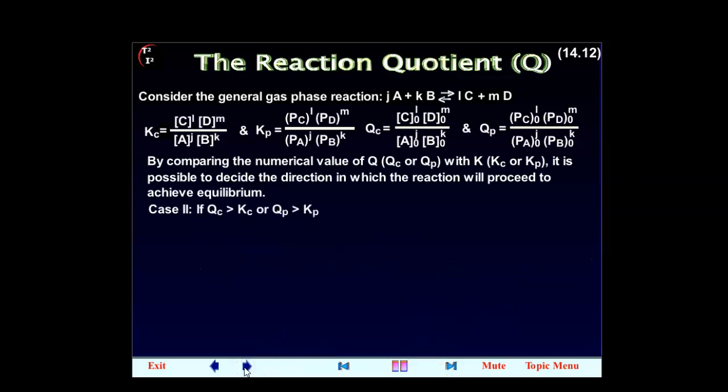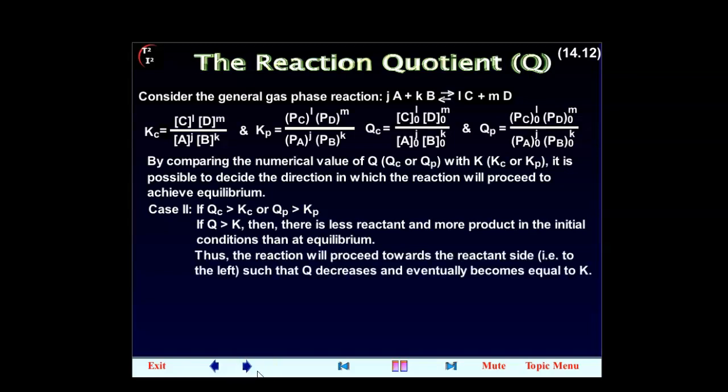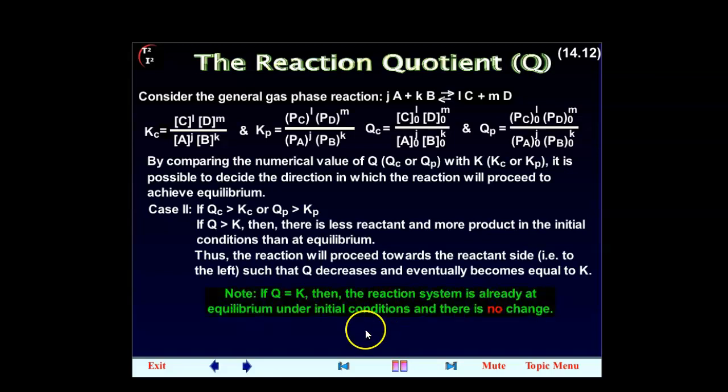Case 2. If Q sub C is greater than K sub C, or Q sub P is greater than K sub P, if Q is greater than K, then there is less reactant and more product in the initial conditions than at equilibrium. Thus, the reaction will proceed towards the reactant side, i.e. to the left, such that Q decreases and eventually becomes equal to K. Note, if Q is equal to K, then the reaction system is already at equilibrium under initial conditions, and there is no change.